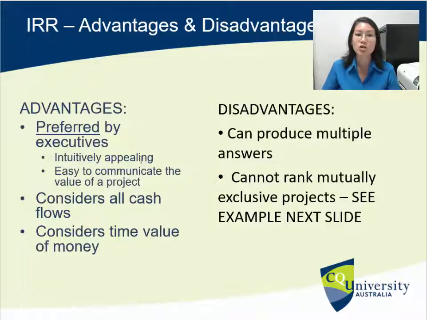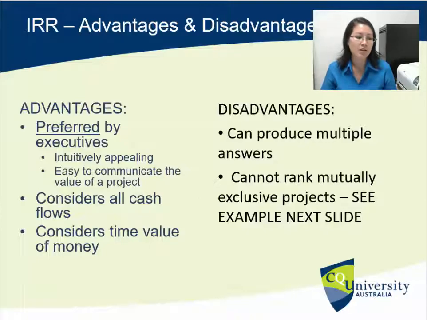It's quite widely used. It's intuitively appealing because people, in essence, understand what a rate of return is. And it's easy to communicate the value of a project using a percentage. It does consider all cash flows and also discounts, so it considers the time value of money. But there are a few disadvantages. Mathematically, for the maths geniuses, when you graph IRR, it looks like a bell curve. So it can actually produce multiple answers, because the curve can hit the axis twice. That is confusing, and it can't rank mutually exclusive projects.